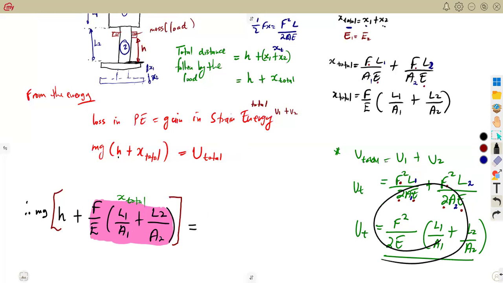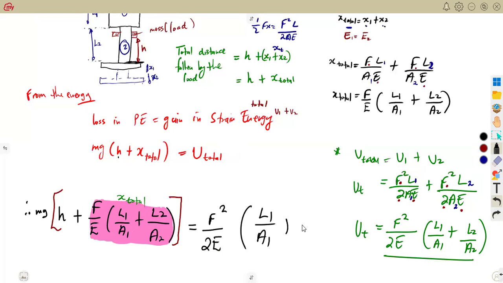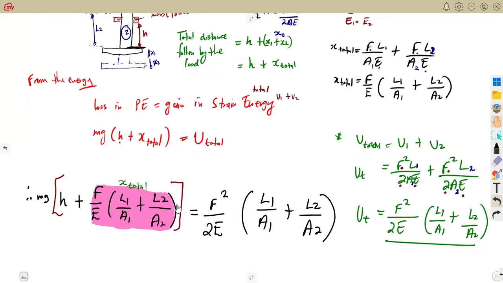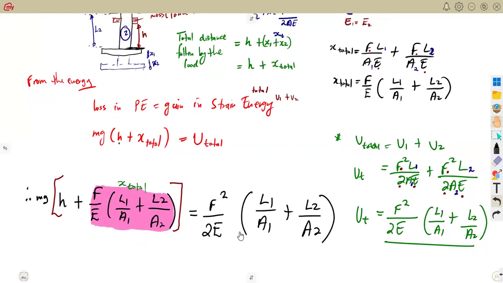What is the answer there? This is what we got. If there are 2, it's going to be F squared over 2E, which is into L1 over A1 plus L2 over A2. So at the end, the formula can be given in this way, considering that we are dealing with an equation for an impact load on a stepped bar. So that will be the condition. We're talking of a series there.